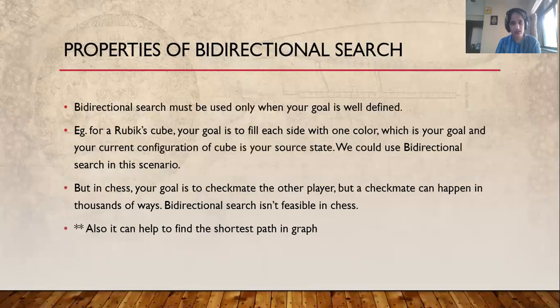So now, where should we use bidirectional search? Bidirectional search must be used only when your goal is well defined. So we are taking an example. For a Rubik's Cube, your goal is to fill each side with one color, which is your goal, and your current configuration for your cube is your source state. We could use bidirectional search in this scenario.